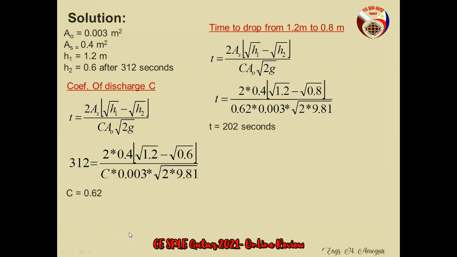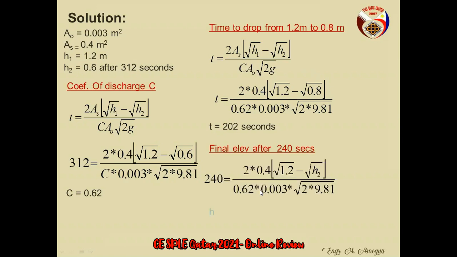Time normally is expressed in seconds. Then the final elevation after 240. Of course, it should be maybe less than 0.8 kasi at 200 naging 0.8, kung 240. So final elevation, H2 yung tinatanong. Substitution: 240 = 2 over 1.2 square root of H2, ang tinatanong. Then constant C, area of orifice, and square root of 2g.